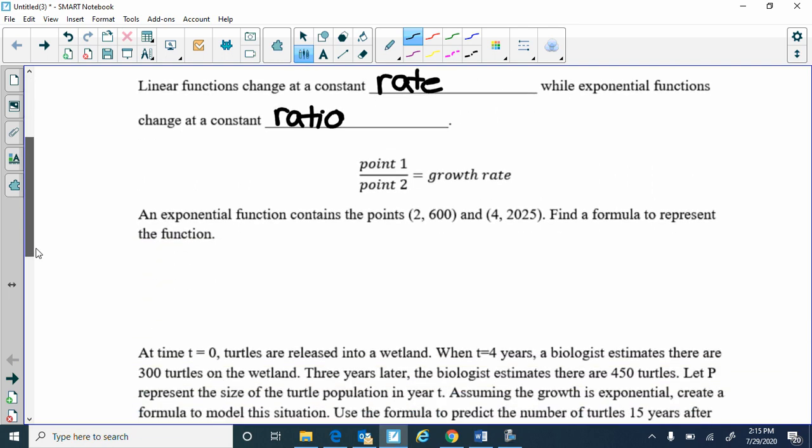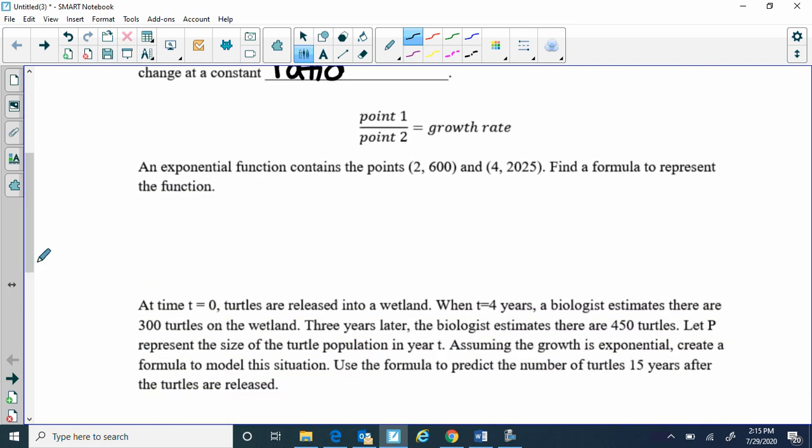So when we are trying to develop exponential equations, we're trying to look for ratios for our b value. So for example, an exponential function contains the points (2, 600) and (4, 2025). Find the formula to represent the function.